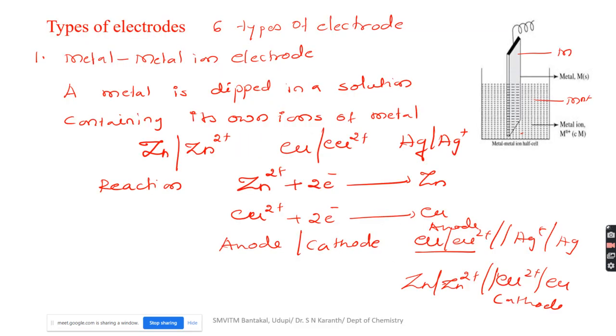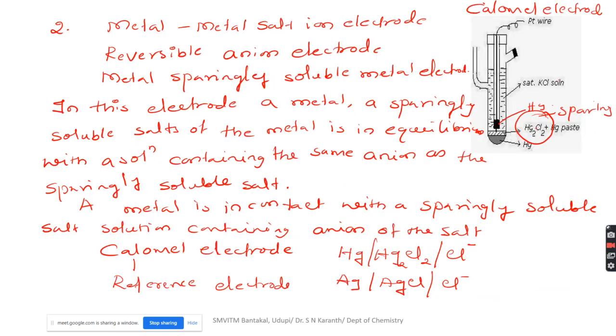Then types of electrode. There are six types of electrode. First, the metal, metal ion electrode. When a metal is dipped in a solution containing its own ion, it is called a metal, metal ion electrode. Like zinc dipped in a zinc ion solution, copper dipped in a copper ion solution, silver dipped in a silver ion solution.